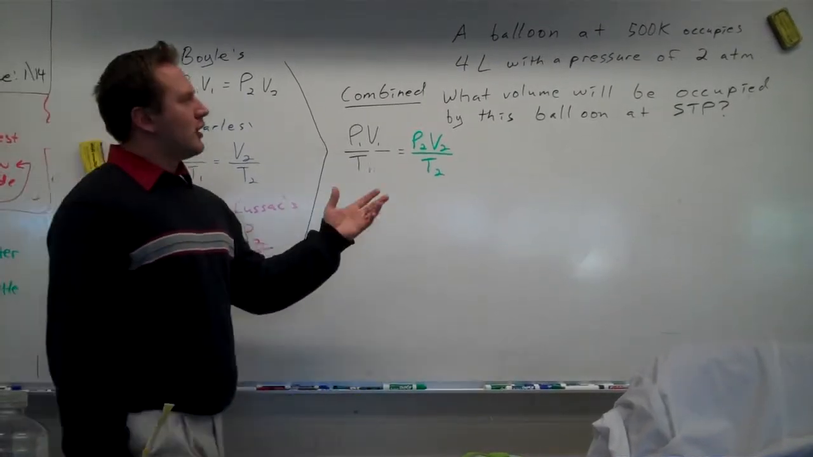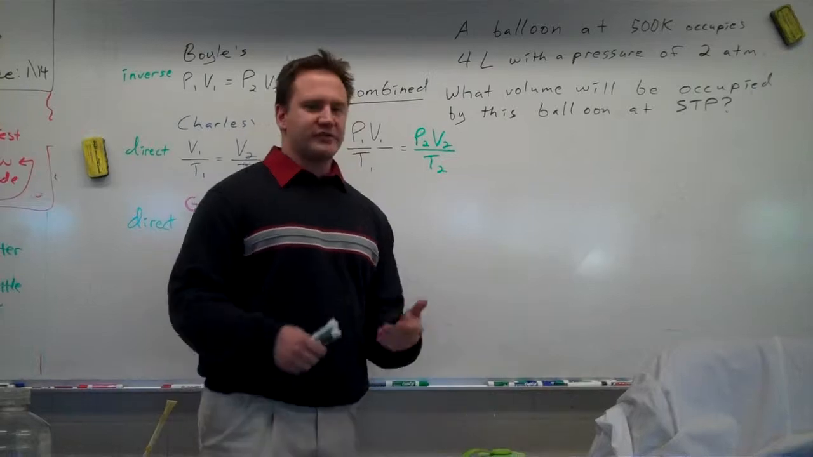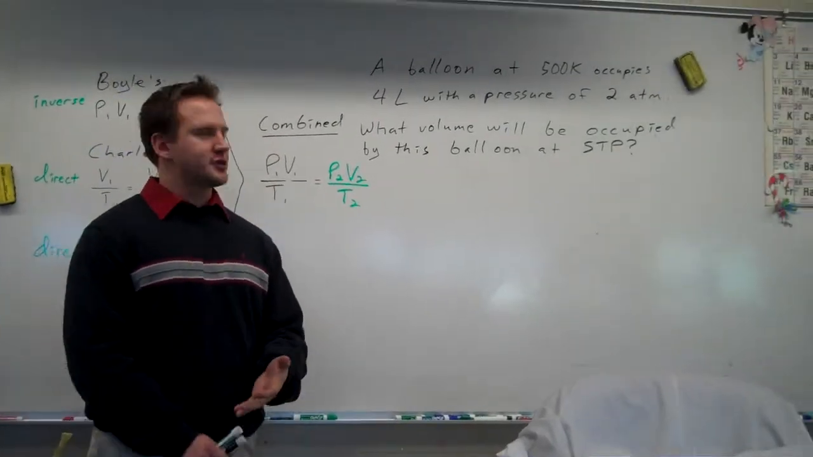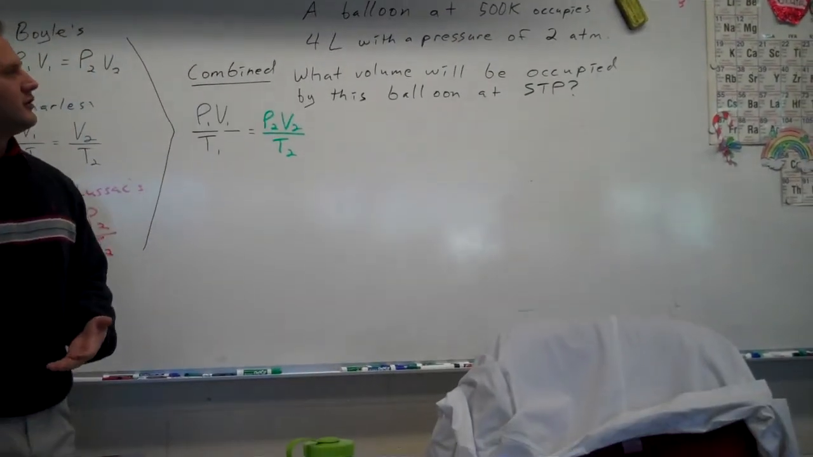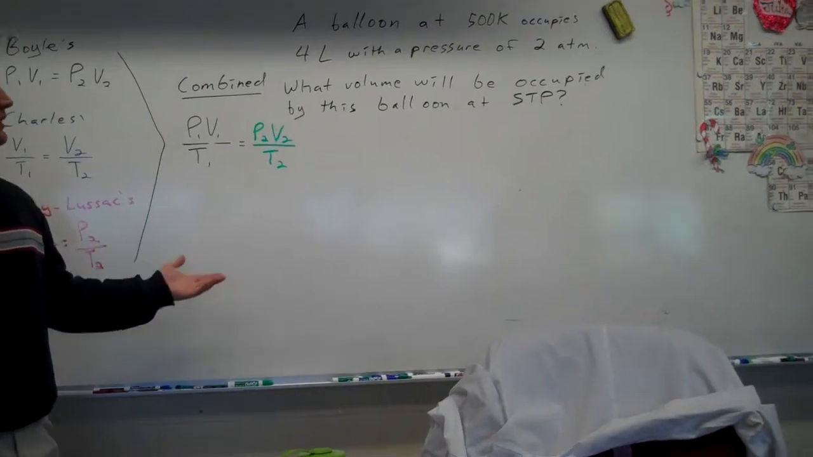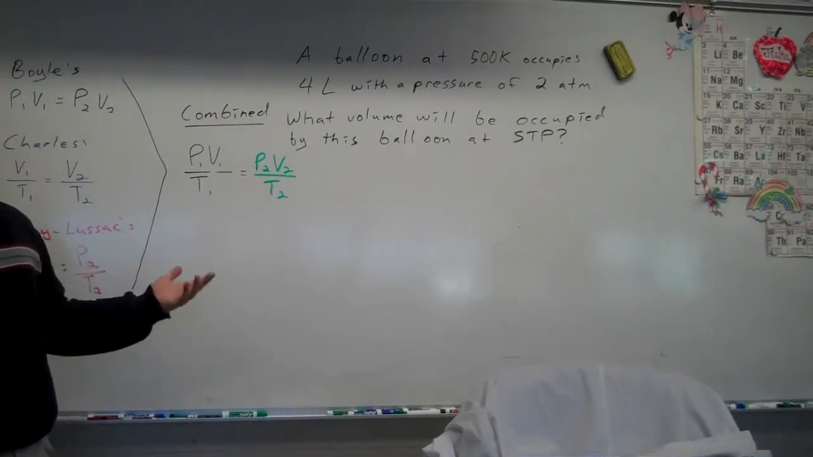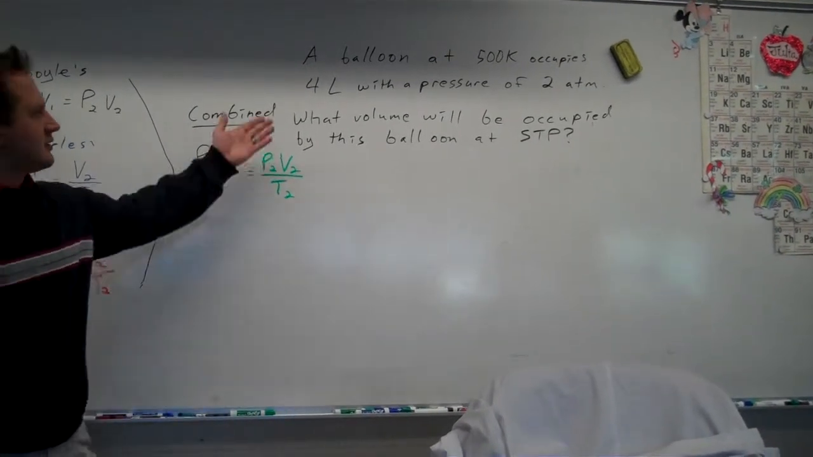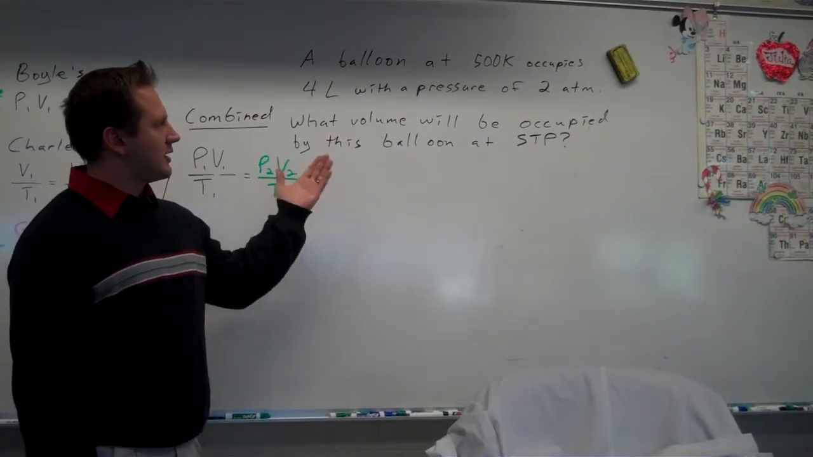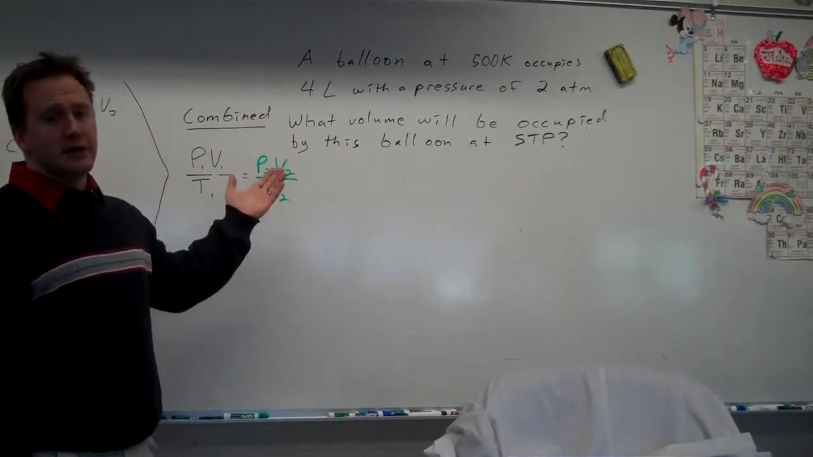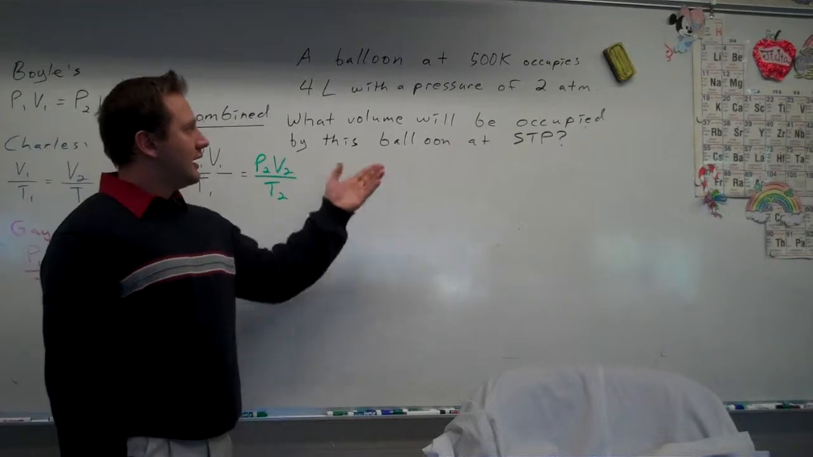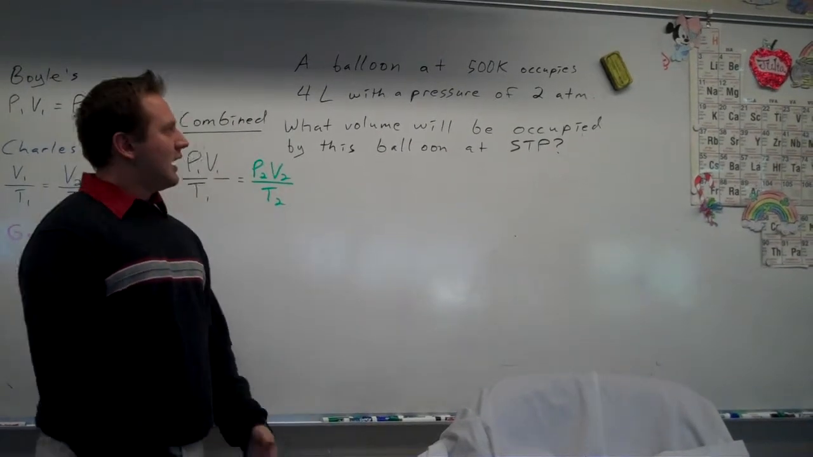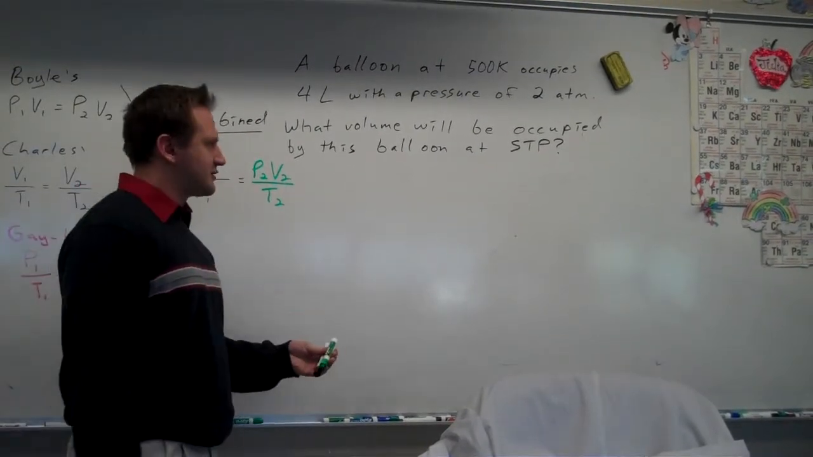So I put a problem on the board here where I have a balloon at a certain temperature, volume, and pressure. And then what we're going to do is figure out what the volume would be at a different temperature and pressure. In this case, the balloon starts with an initial temperature of 500 Kelvin, an initial volume of 4 liters, and an initial pressure of 2 atmospheres. And we're going to find what that goes to at STP.